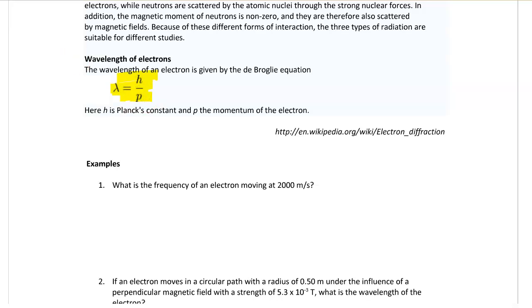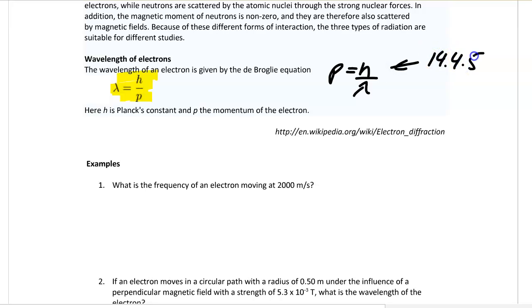Now, this is not the formula that's on your formula sheet. It is a variation. p is equal to h over wavelength. And again, we discussed this in section 14.4.5. Right? So, taking a look at just a few examples here.